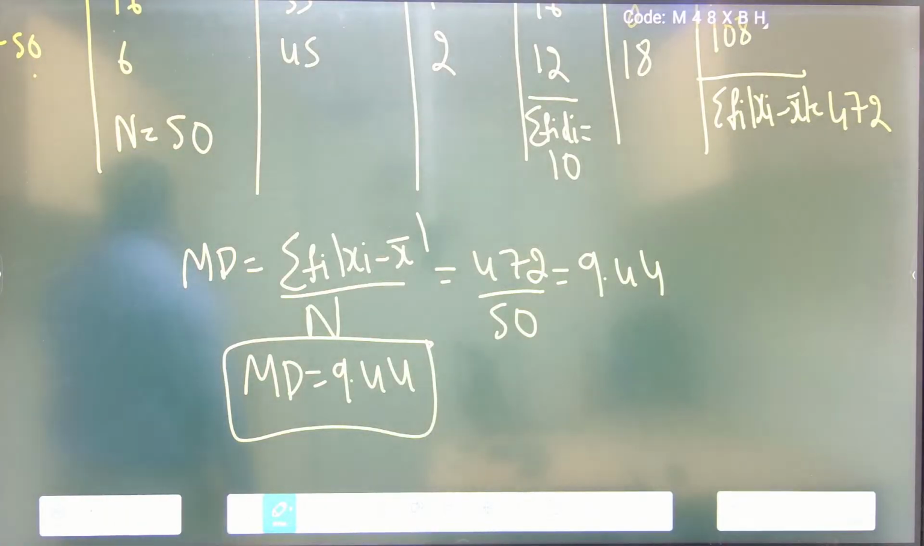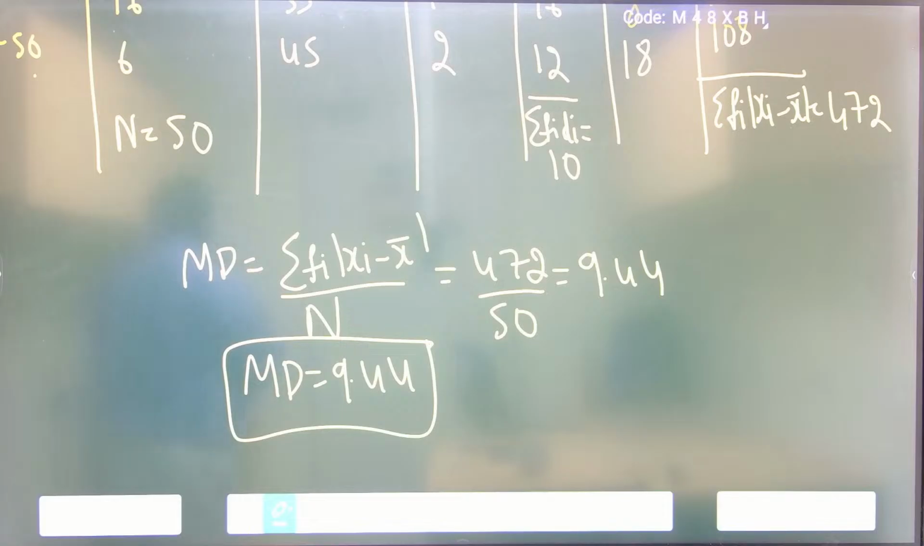Clear, friends? This is the way you have to solve this question. Clear? So till now we have solved 4 questions, and all are highly important questions.